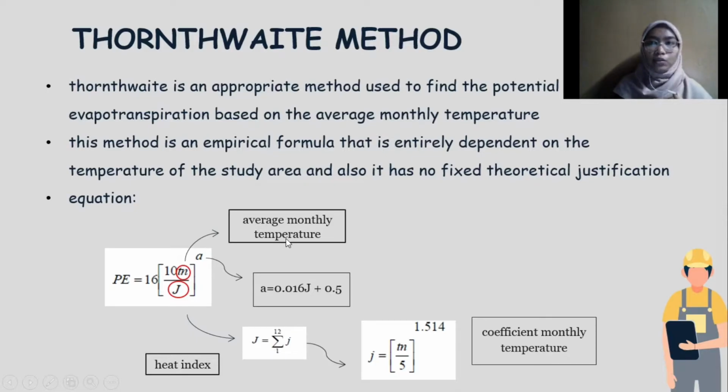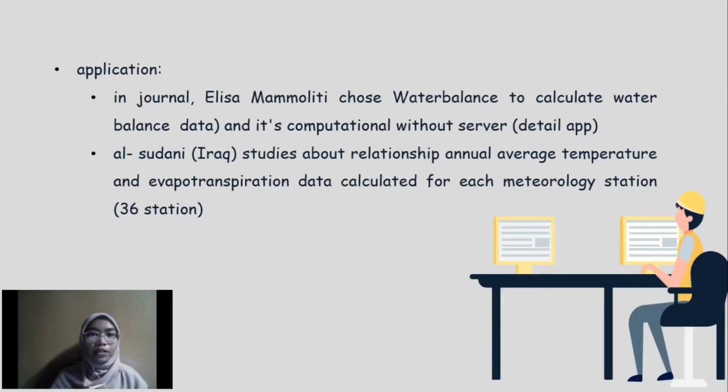The data needed for the equation are the average monthly temperature, the constants, heat index, and coefficient of monthly temperature. In my research, I found two different places that use the Thornthwaite method, which are Iraq and Europe. For Europe, we use a water balance application to calculate water balance data by using the Thornthwaite method.